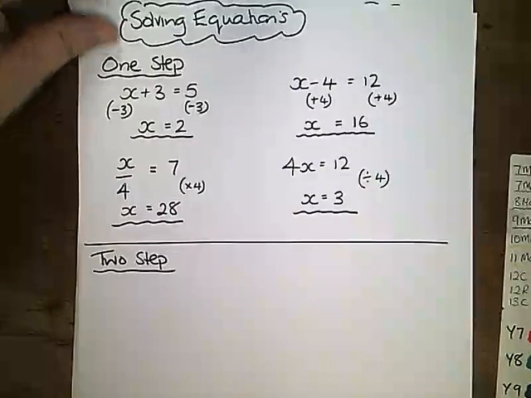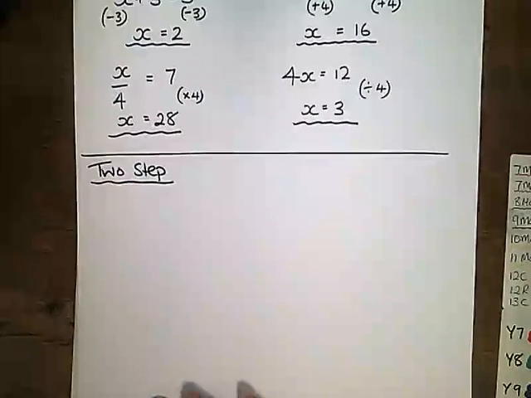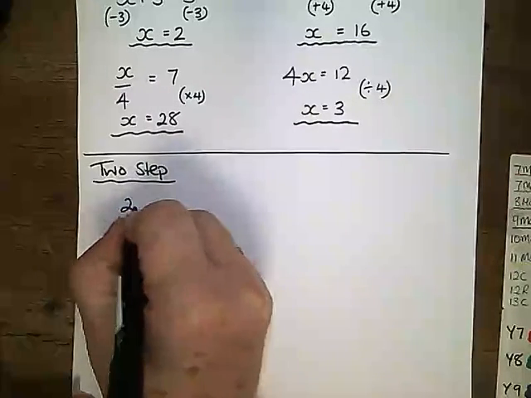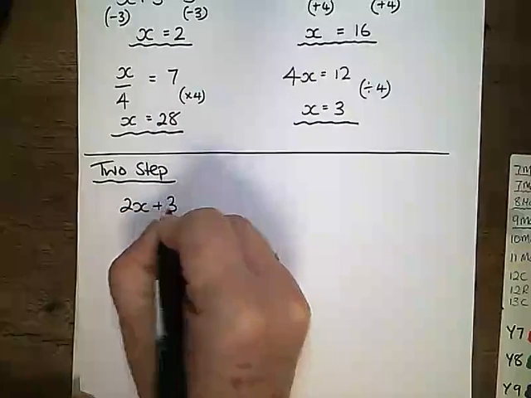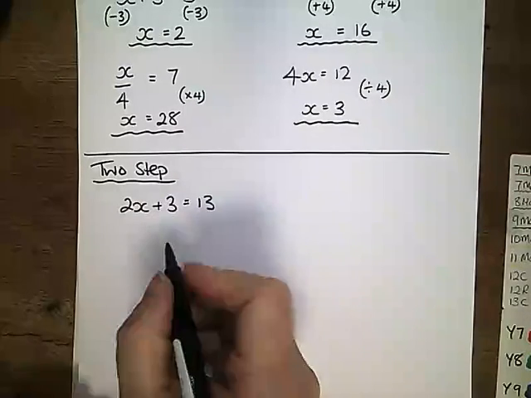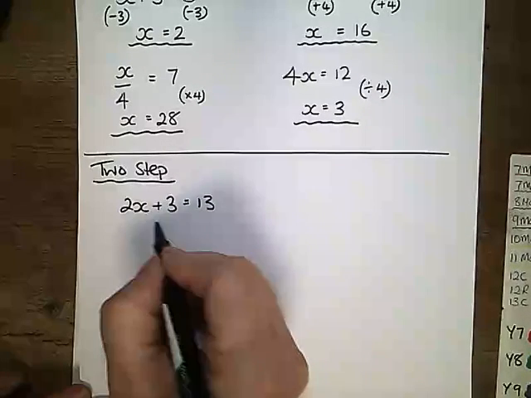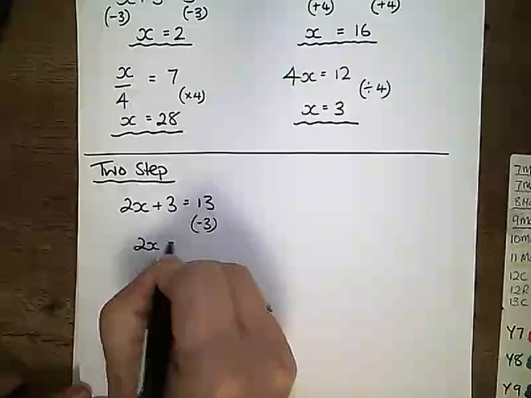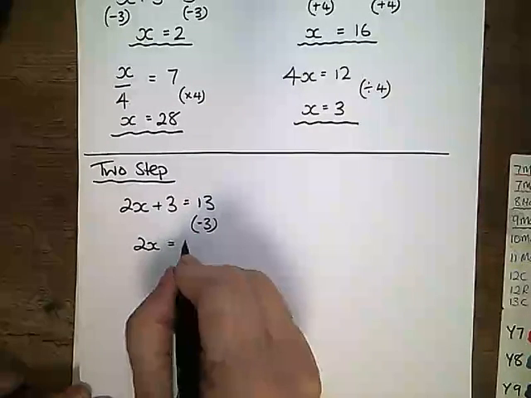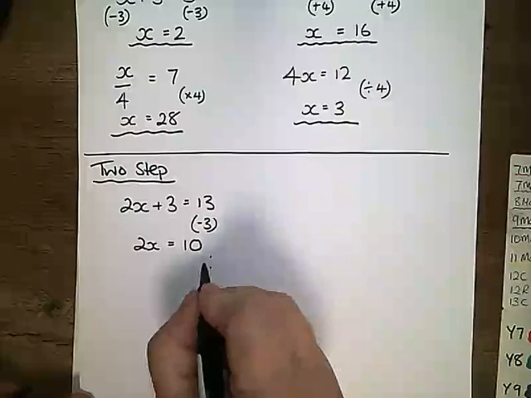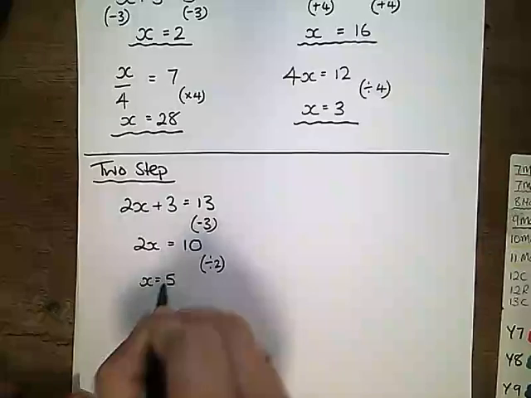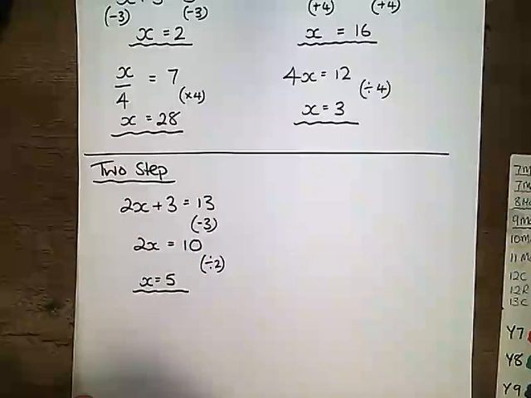On to two-step equations. This time we have 2 steps to complete before getting our final answer. If we look at an equation like this, 2x plus 3 equals 13, we need to get rid of the plus 3, so we take 3 from both sides, so we are left with 2x is equal to 13 take away 3 is 10. Divide by the number in front of the x, which in this case is 2, and that means that x is equal to 5.